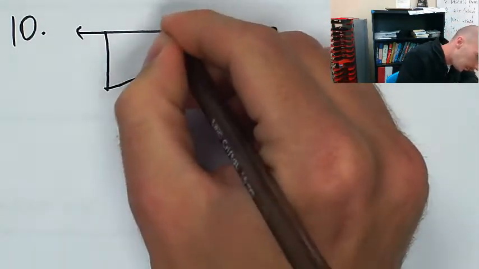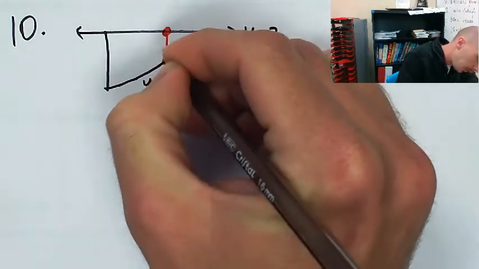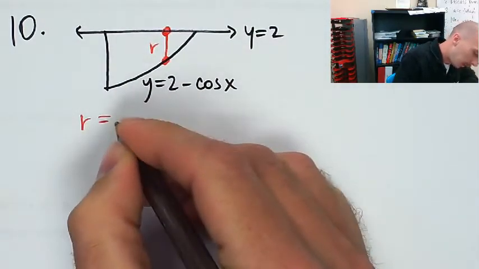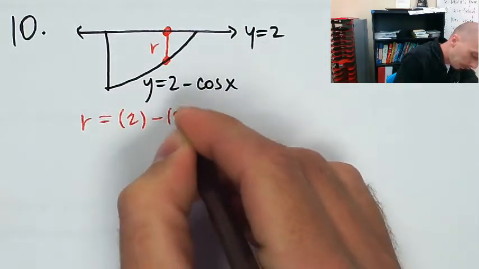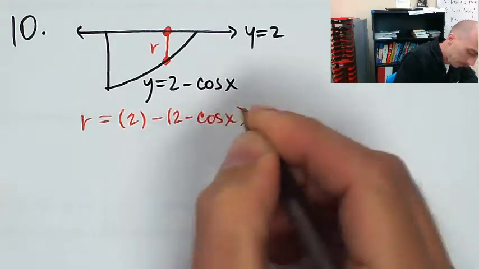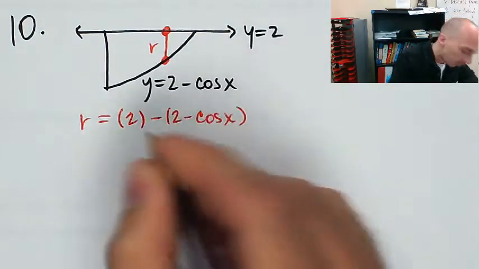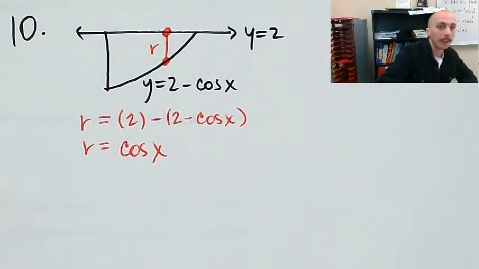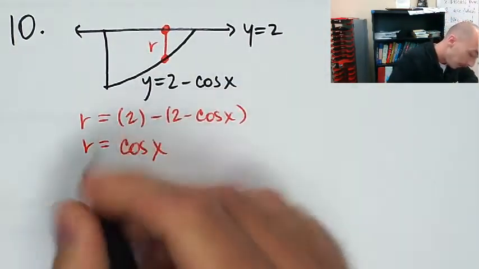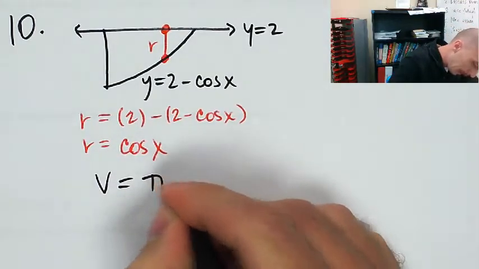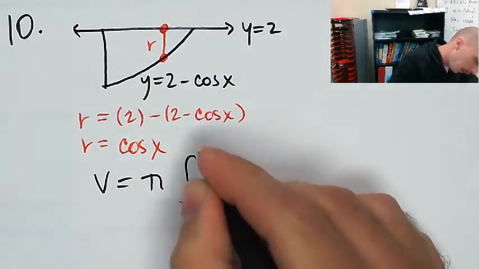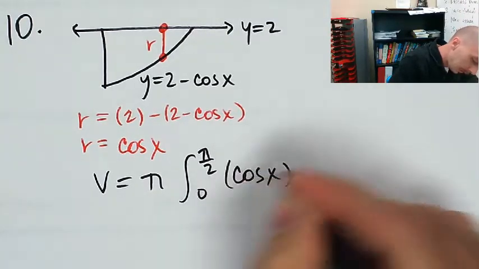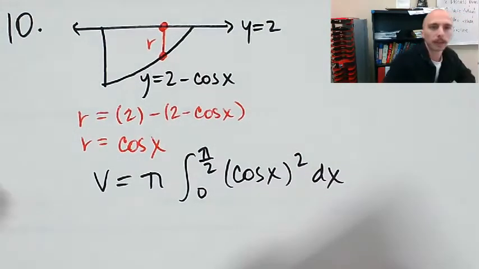Okay. To get my radius, I start at the axis of rotation. I reach down all the way, and I'll get r equals top minus bottom. And you're like, oh, okay. Radius is just cosine x. Okay, and that's going to mean same radius, same volume. Pi times the integral from 0 to pi over 2 of r squared is cosine x squared dx.